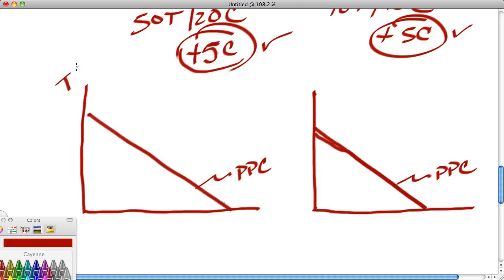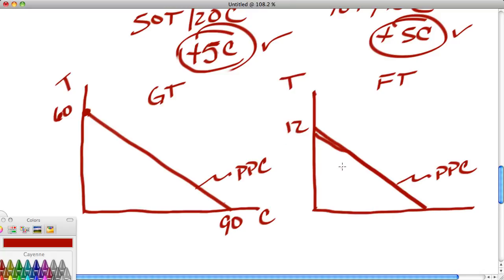So if Greenthumb puts all resources into T, she can produce 60. If she puts all resources into C, she can produce 90. If Five Thumb puts all resources into T, he can make 12. Now I know these are not drawn to scale, but I was pretty excited to get a straight line here, so let's go with it. And then if all resources are put into C, he can get 30. Okay? So these are the endpoints, and we identified those in the no trade part of the problem.